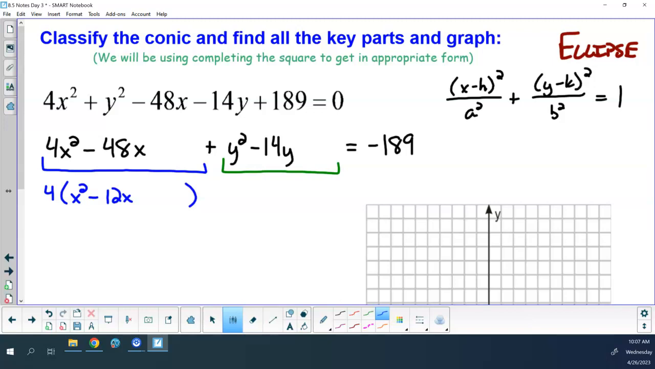Then I look at this number here, from the video yesterday. I divide it by 2. Negative 12 divided by 2. And then I do what with it? Square it. What's negative 6 squared? 36. So this gap here gets filled with positive 36.